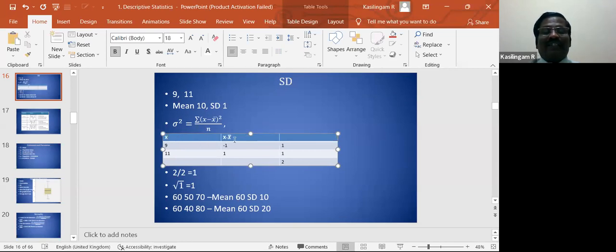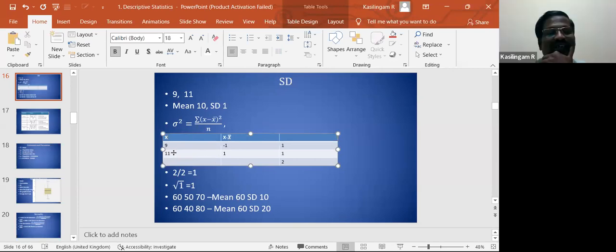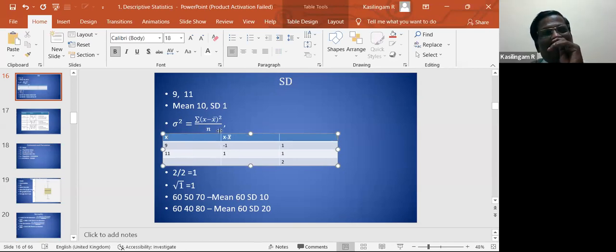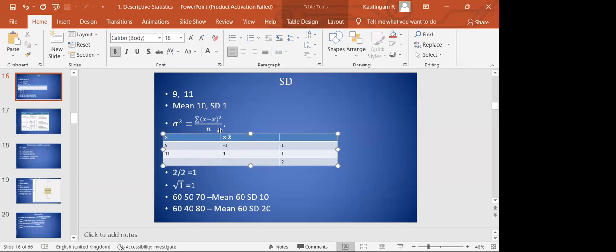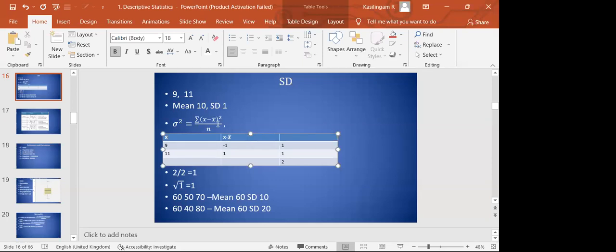Okay, so x minus x bar. 9 minus 10 is minus 1. 11 minus 10 is 1. So how will you find out the average? Adding those numbers, divided by n. Right. So now that is the deviation.